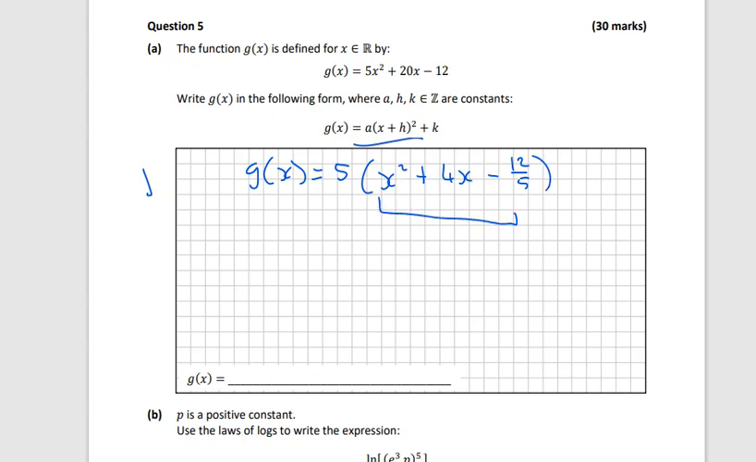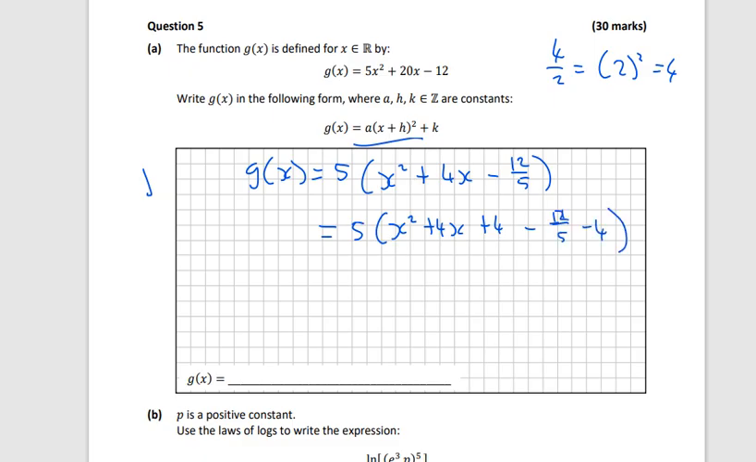Then in here I'm going to complete the square. That means I'm going to take the 4, which I'm always taking the thing that's in front of the x. I'm going to divide it by 2, which gives me 2, and then square it, which gives me 4. I always do that. I take what's in front of the x, or the x coefficient, and I divide it by 2 and then square it, and that gives me what I add and subtract. So it'll be 5 times x squared plus 4x plus 4 minus 12 over 5 minus 4. And so I'm adding on 4 and subtracting 4 in there. That's how we complete the square.